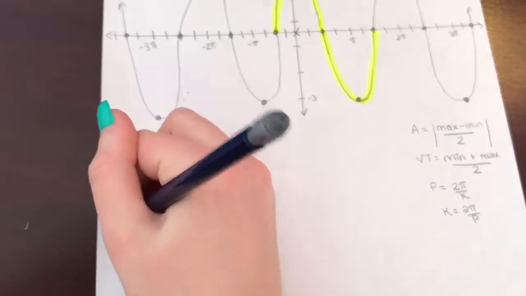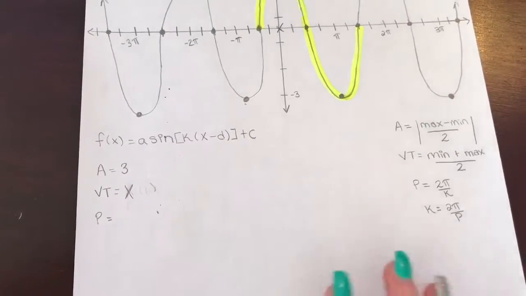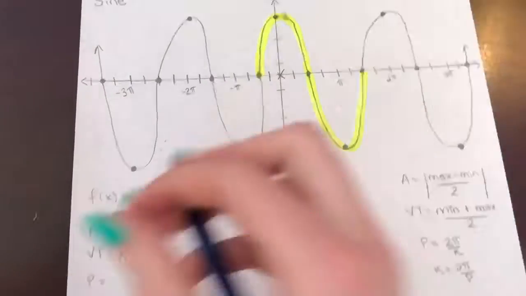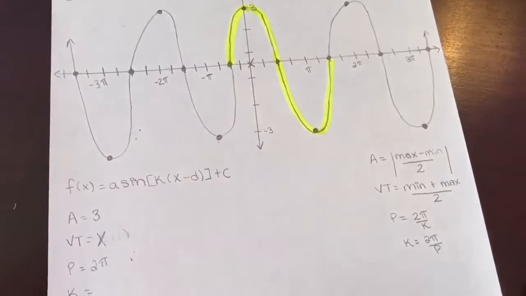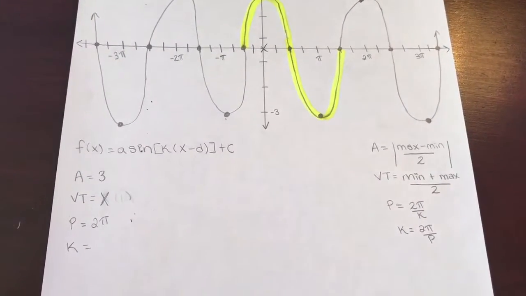Okay, and our period is just 2 pi divided by k, but since we don't have the k value, we're going to look at the graph, and you can just tell from the graph that our period is 2 pi. Now that means we can solve our k value, and k is just 2 pi divided by 2 pi, so in this case you're going to get a k value of 1.